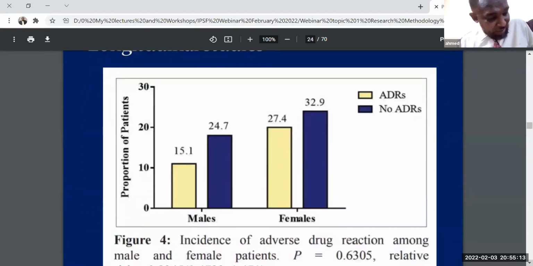Here, one of the types of presentation used in this longitudinal study is a bar graph. We have a graphical presentation. This is called a bar graph. Here they show male and female, the proportion of adverse drug reaction and those with no adverse drug reaction. One advantage of presenting data as a graph is that it can show how large the differences between groups are, and so on.